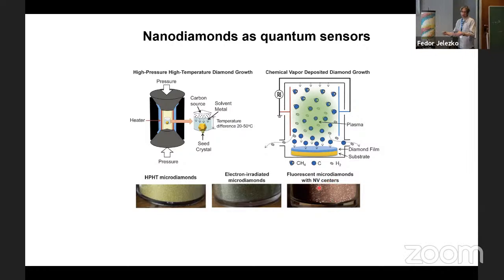This color now comes from the presence of the color centers. So by crushing and selecting the smallest particles, you can now get a system where you have a qubit, which you can optically address, embedded in a very small particle. You now have to interface it with a biomolecule and bring it inside of a cell. It's very important to be able to interface.